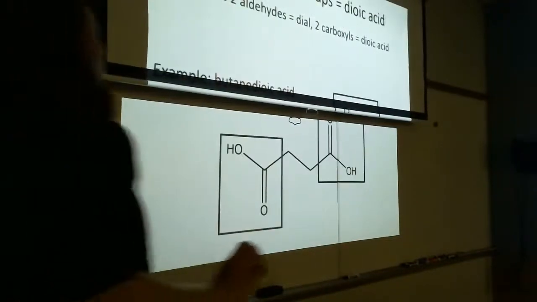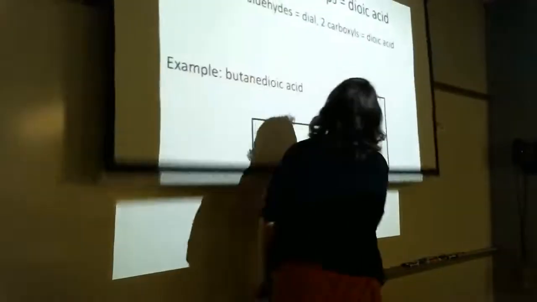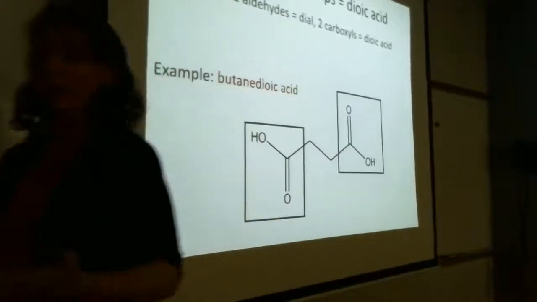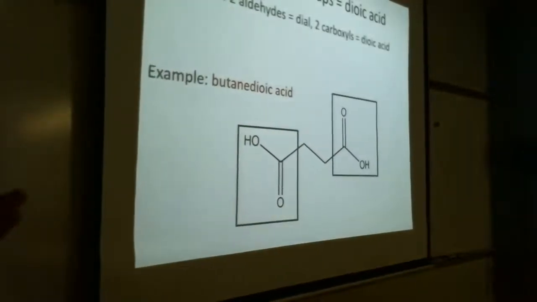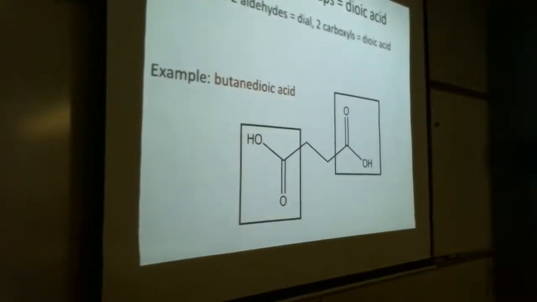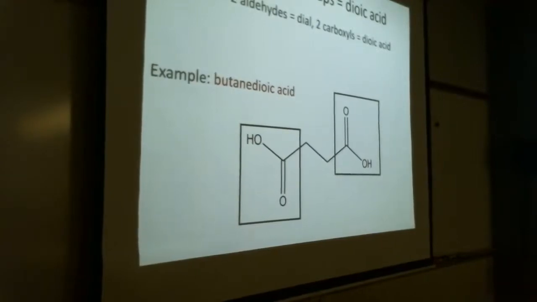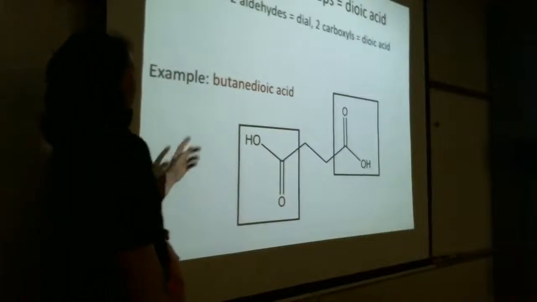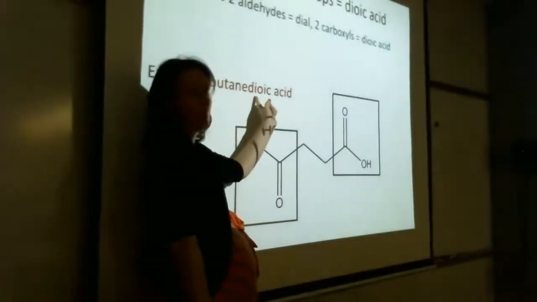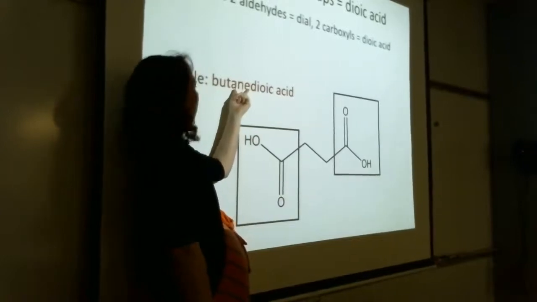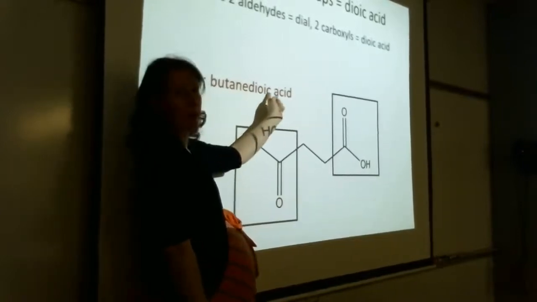Okay, so when we have 2 carboxyl groups, we call that a dioic acid. Just like when we had 2 aldehydes, we called that a dial, right? If we have 2 carboxyls, that would be a dioic acid. And it's not butadioic acid, it's just butane dioic acid. Okay, so you don't change the parent at all. You just call it butane dioic acid.